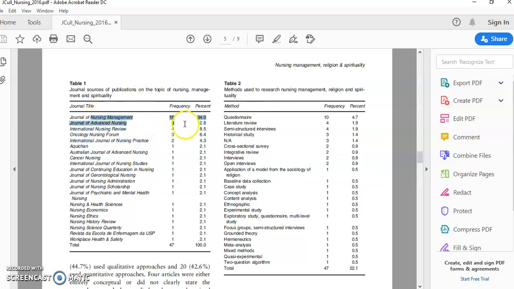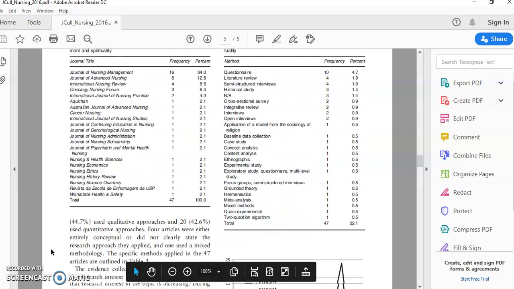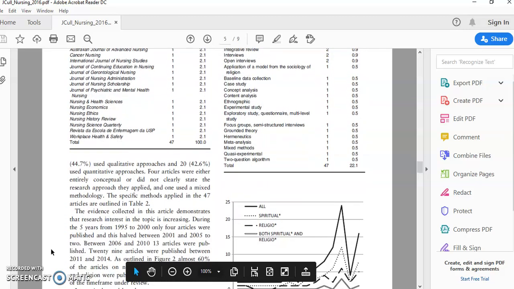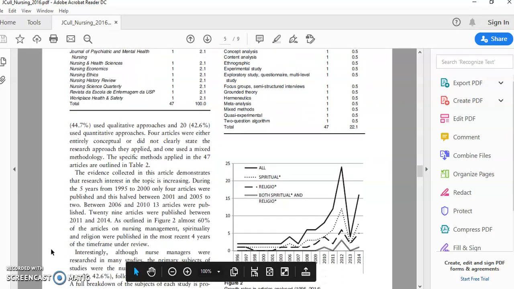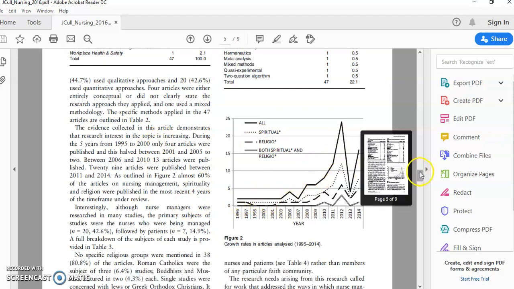You can see that there's a huge preponderance of it in the Journal of Nursing Management, probably not surprising because it is a nursing management title, and the Journal of Advanced Nursing. I summarize here which ones use qualitative or quantitative approaches at the very end. Four articles didn't state that they used them. The evidence collected demonstrated that research interest in the topic was increasing. There are some of my growth rates in the articles analysed on the different fields.